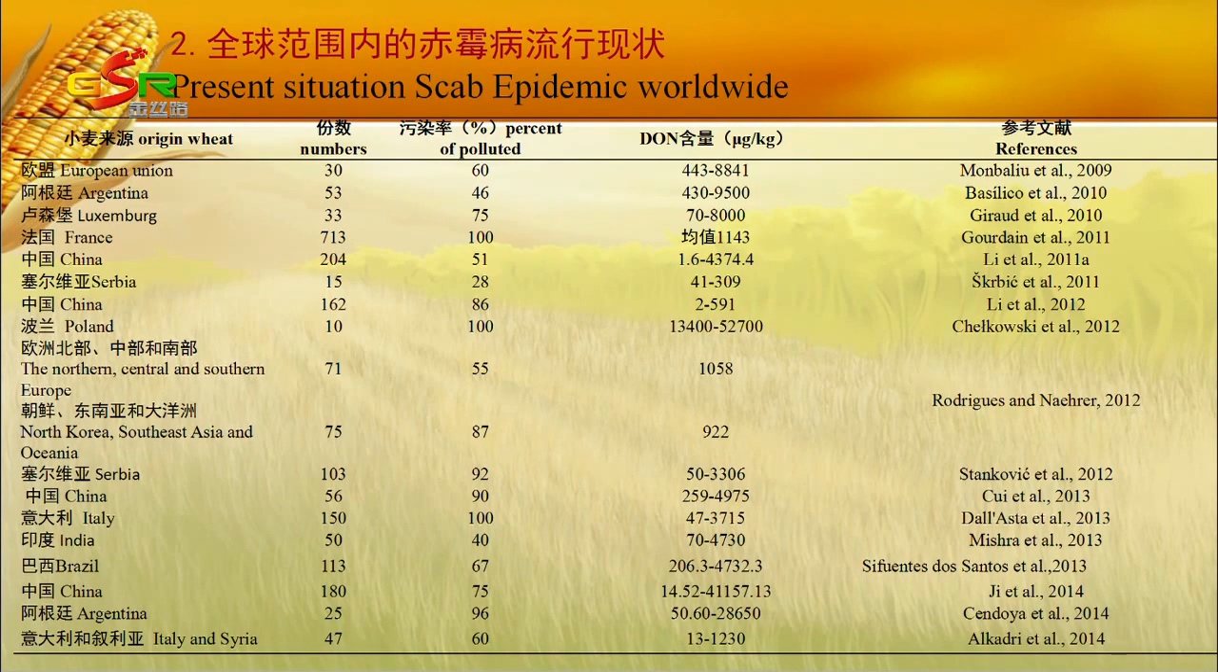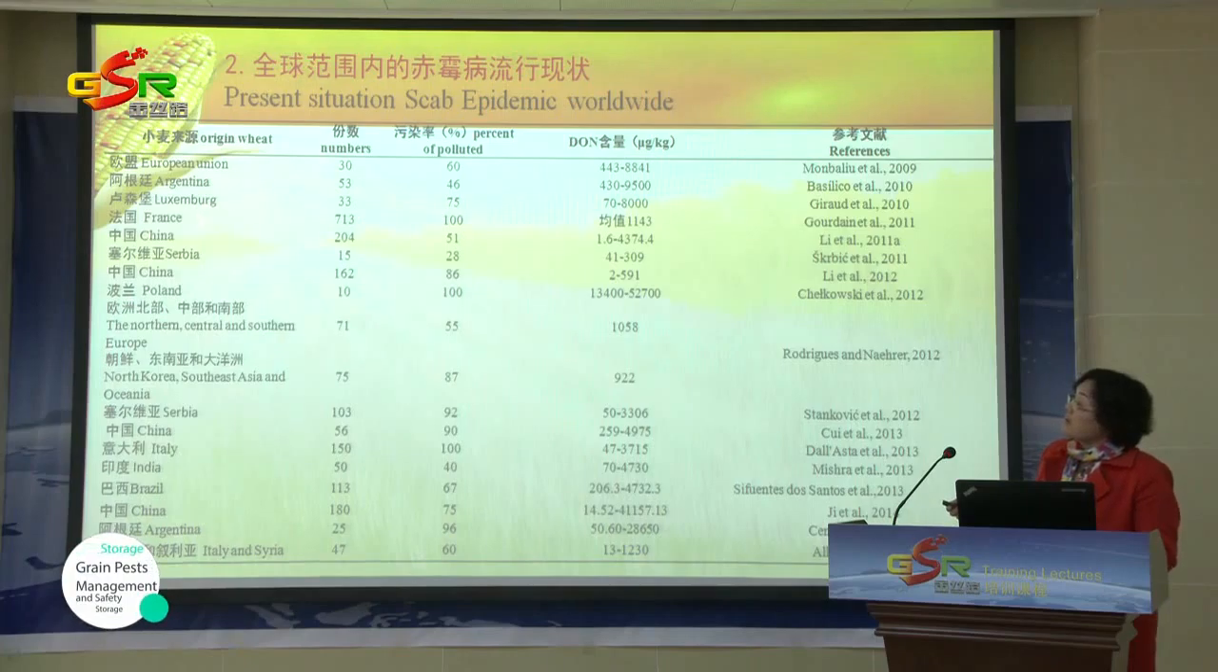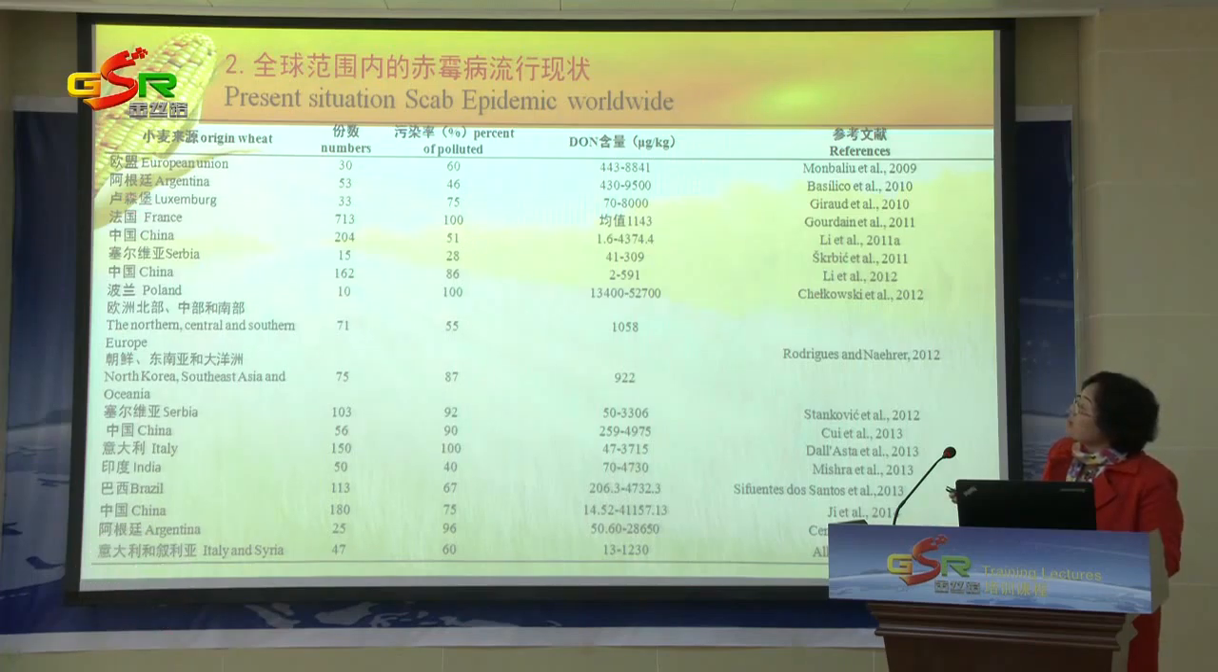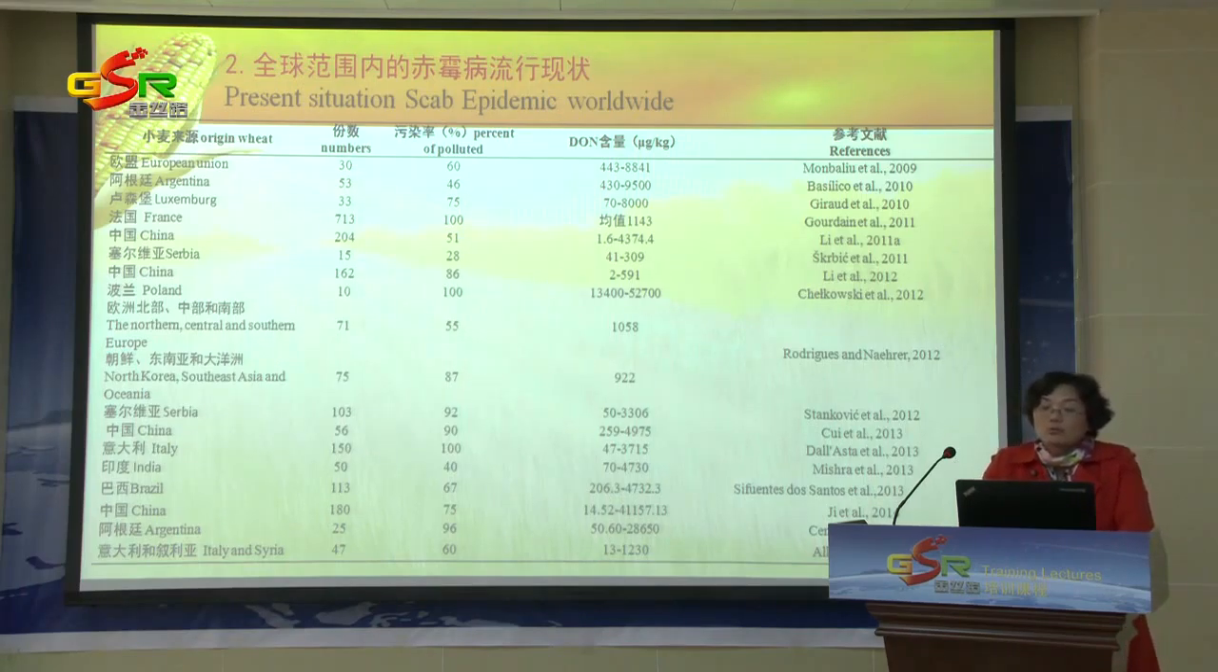This table is a pre-situation claim epidemic of world wars. From this table, we can see many countries are polluted at a very high level. This one is Lemberg, French, polluted, or the Italian or China. China is polluted very highly. It is a scalp epidemic, so we must pay more attention to this epidemic, the pollution in all the world.